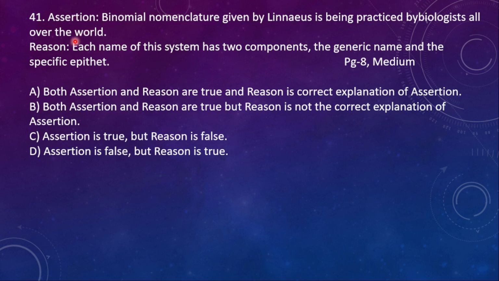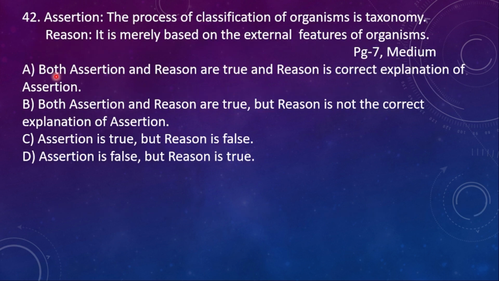41. Assertion and reasoning. Binomial nomenclature given by Linnaeus is being practiced by biologists all over the world. Correct. Each name of this system has two components, the generic name and the specific epithet. This is correct, and it is the correct explanation of the assertion. So option A will be correct.